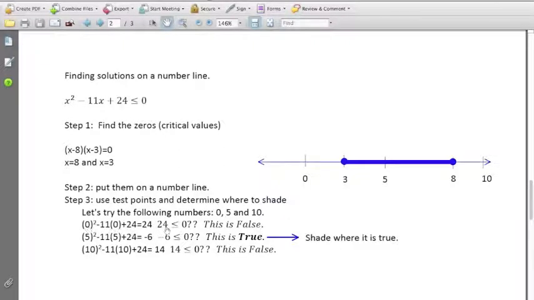Plug in 0, it turns out to be false, so I'm not going to shade there. I plugged in 5, and it turned out to be true: -6 is less than 0, so I would shade there. Plugged in 10, and I got out 14, so that's not true. And you can see the shading goes right in here. That's all you've got, and that is how you would solve an inequality on just a number line.